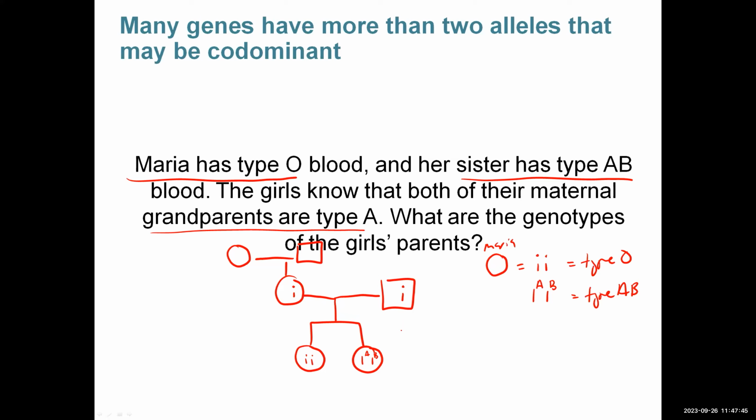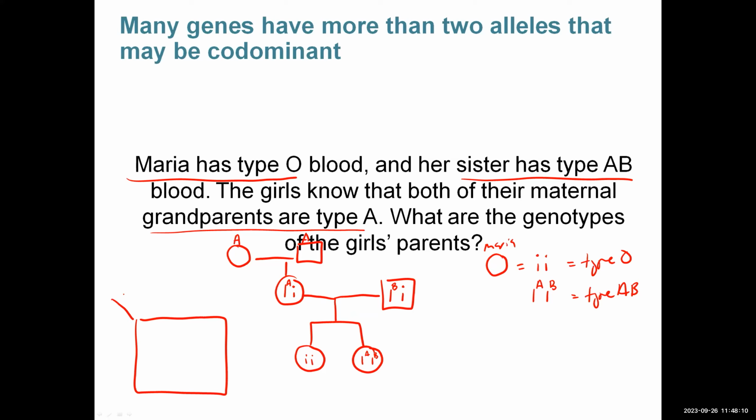Grandparents? That's right. We were told that both of the maternal grandparents have type A. This means it's very unlikely that the mother has type B. So she is probably the individual carrying the dominant A allele, which means that the father is the one carrying the dominant B.